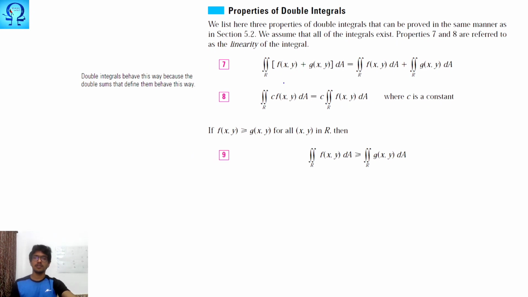Next is properties of integrals. If you add two functions and integrate over the same rectangle, it is the same as integrating those two functions separately and then summing them up. The integral of a constant multiple of a function is the same as the constant multiple of the integral value. Whenever an inequality holds for all the values in the rectangle, the same inequality is preserved by their integrals as well, right?